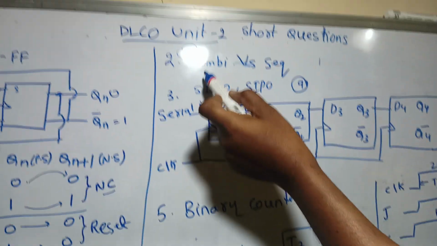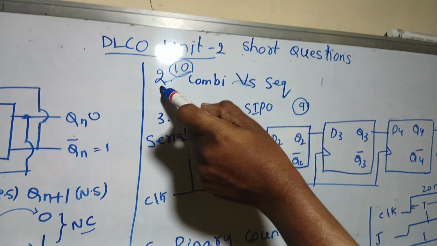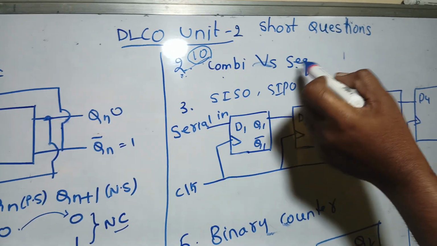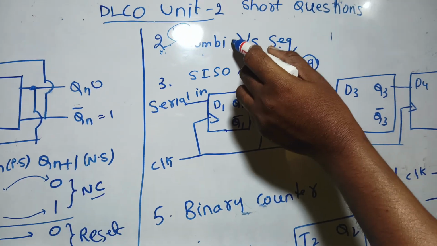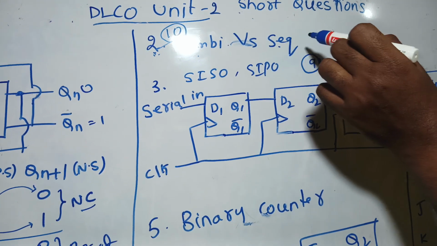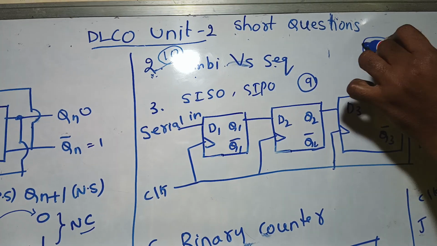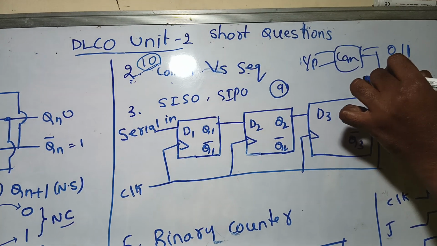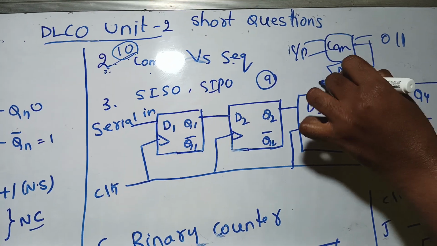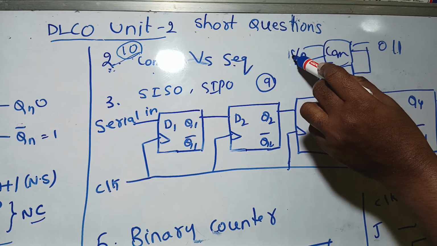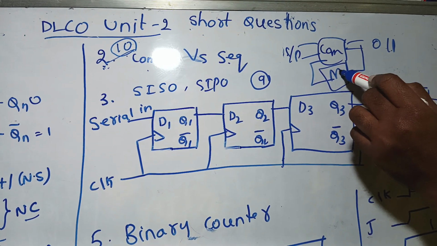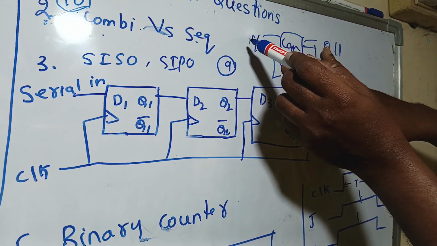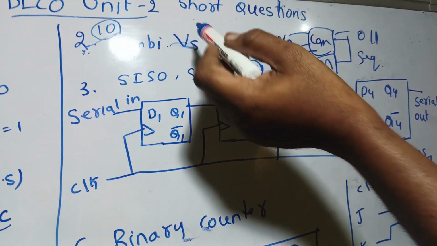Similarly, the second answer: short answer second and long answer 10 are similar questions. Difference between combinational and sequential. Output depends on the combination of inputs, that is combinational. Output depends on the combination of inputs and the previous output, that is memory. Output depends on the combination of inputs and previous output that is stored in the memory. This is sequential logic circuit. Without memory, if output depends only on the combination of inputs, that is combinational. That is the main difference.